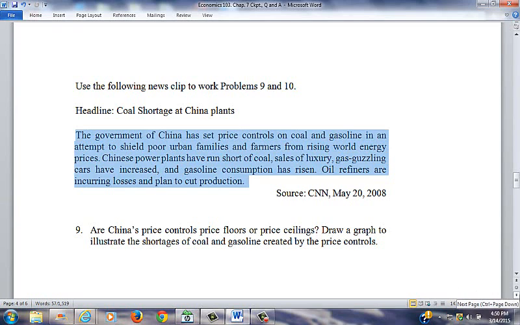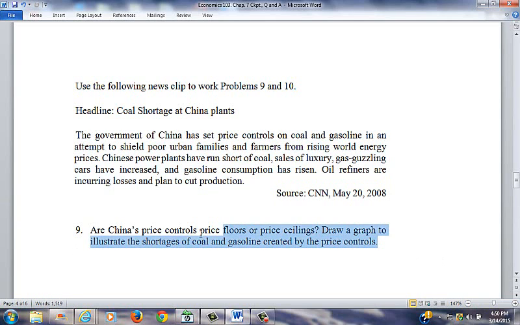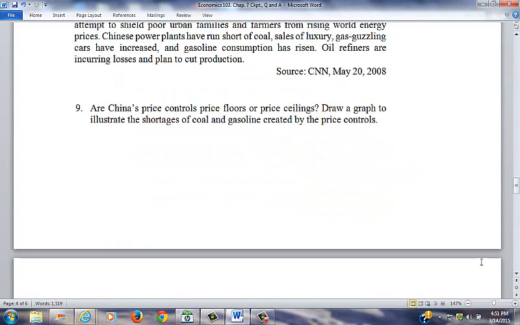Chinese power plants have run short of coal. Sales of luxury gas-guzzling cars have increased, and gasoline consumption has risen. Oil refiners are incurring losses and plan to cut production. Are China's price controls price floors or price ceilings? Draw a graph to illustrate the shortages of coal and gasoline created by the price controls.